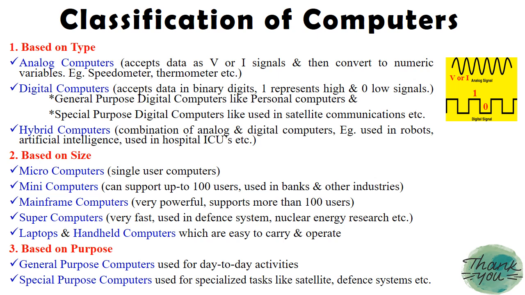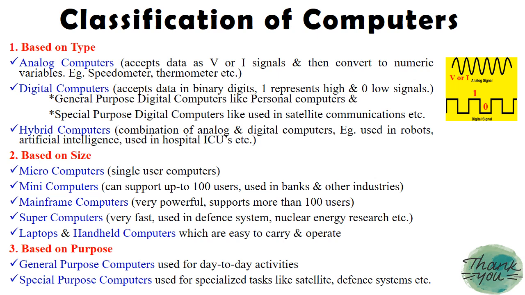Next are the hybrid computers, which are a combination of the analog and the digital computers. These are mostly used in artificial intelligence for making robots and in hospitals, intensive care units. Then based on size, there are microcomputers which we commonly use at our homes. So these are single user computers, also known as personal computers.